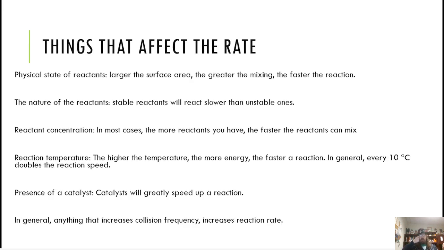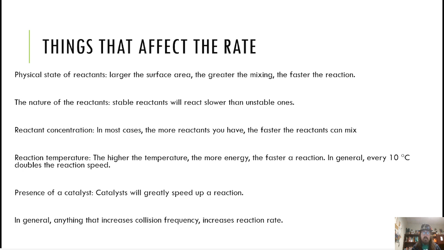Now, before we get started, there are a few easy things we can do to affect the reaction rate. Obviously, the easier it is for the reactants to mix, the faster the reaction will occur. So physical state has an effect, because the larger the surface area, the greater the mixing. Solids don't mix themselves usually, so you have to shake them. Liquids will slosh around, but gases will react faster than most other things. They'll spread out even more.